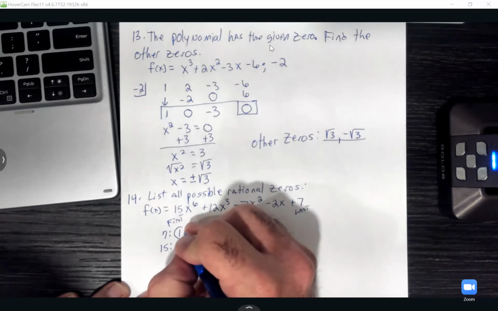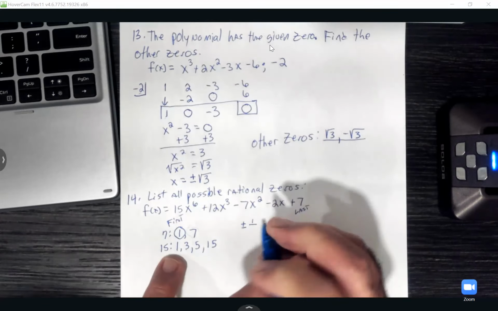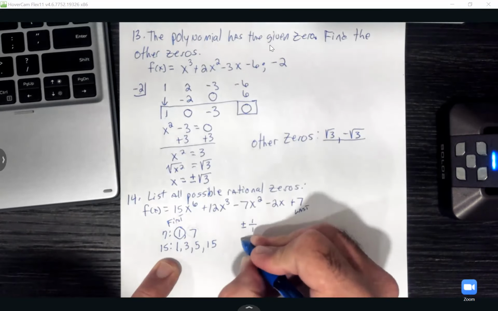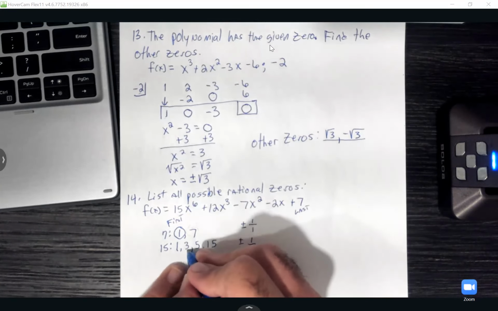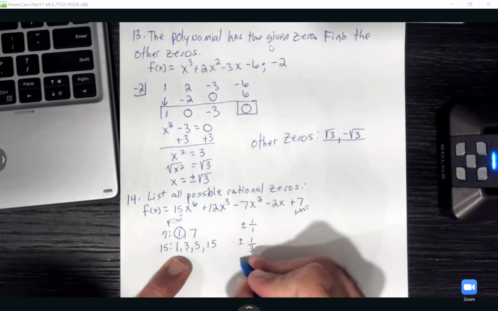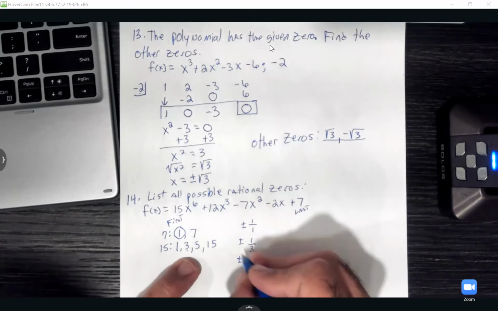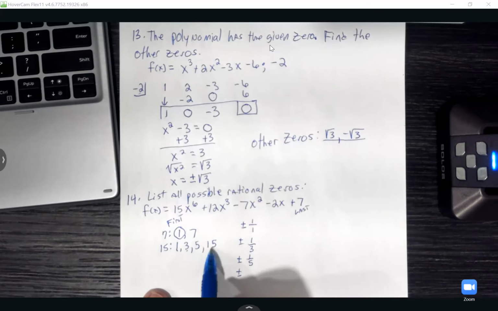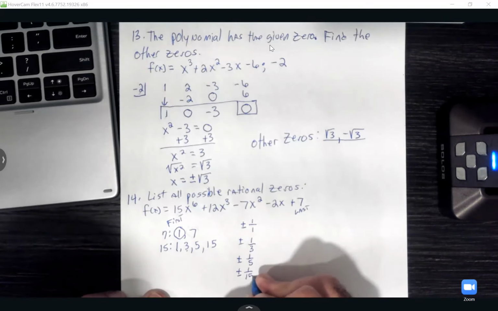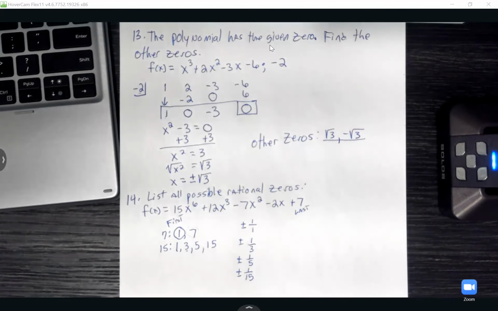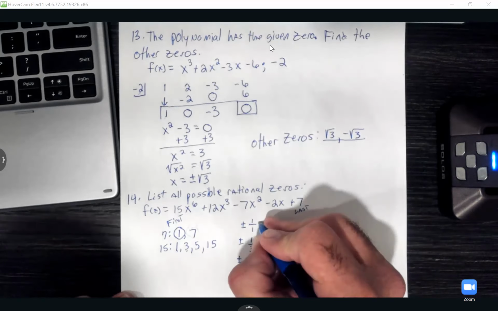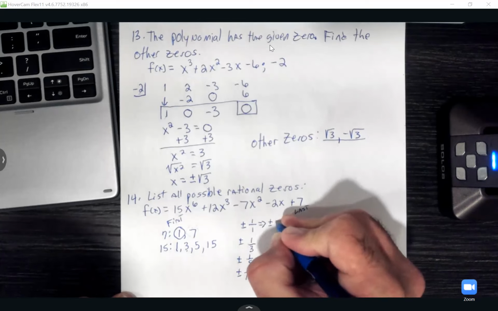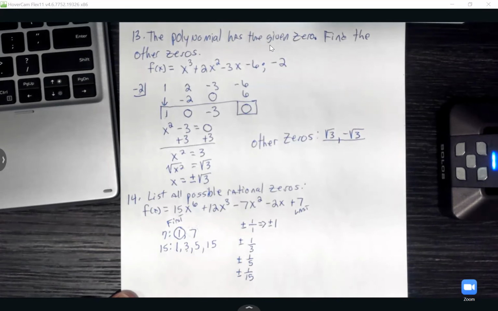So let me start with the 1. I'm going to take that 1, divide by 1. I'm going to take that 1, divide by 3. I'm going to take that 1, divide by 5. And then finally, I'll take that 1, divide by 15. Now remember, if you can simplify any of these fractions, you got to. And the only one I can simplify is the 1 over 1. That'll just become a 1. So y'all, that took care of the 1 being divided.